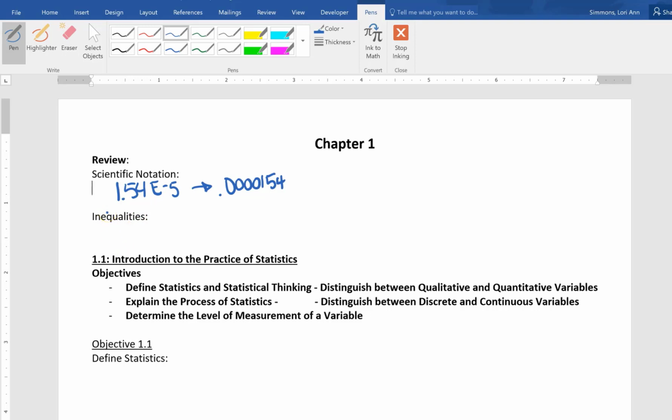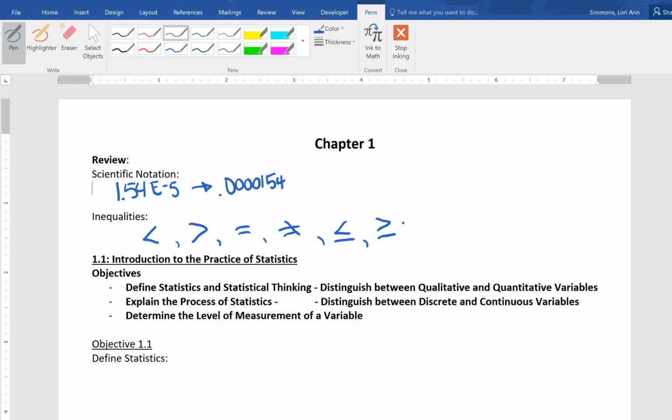Then inequalities. This is the less than symbol, greater than, equal to, and not equal to. This would be less than or equal to, and this would be greater than or equal to.